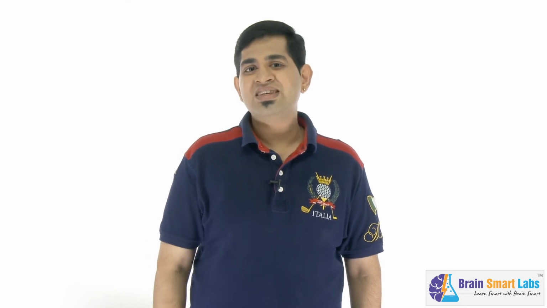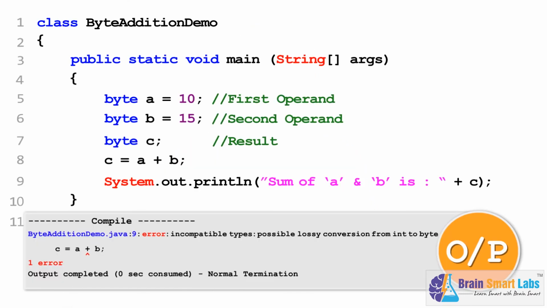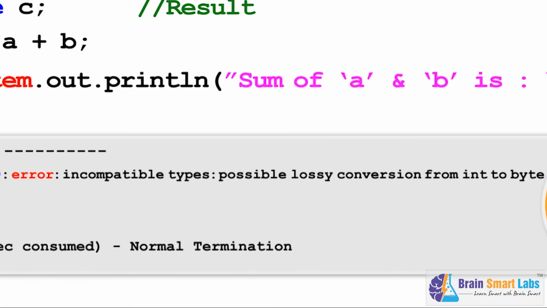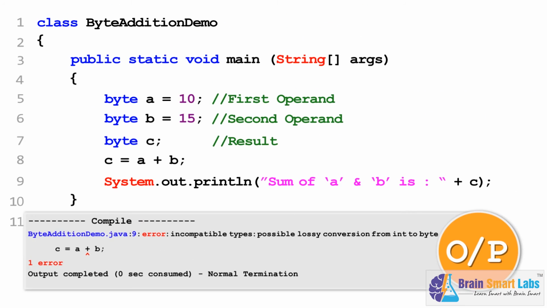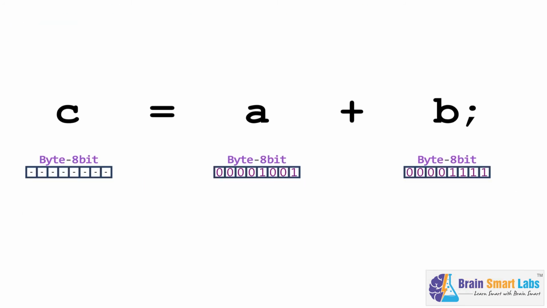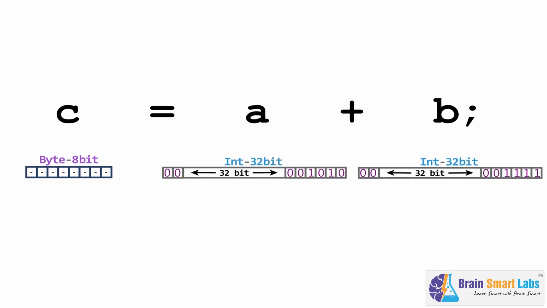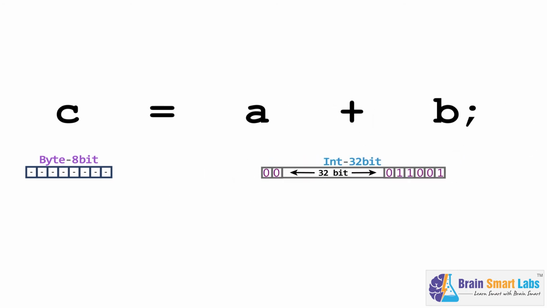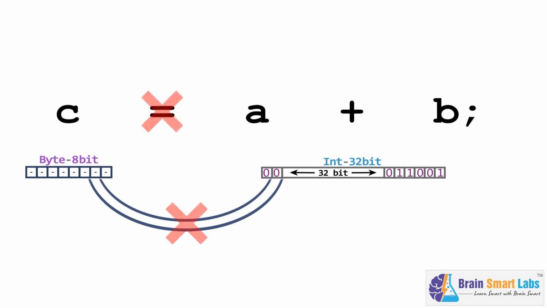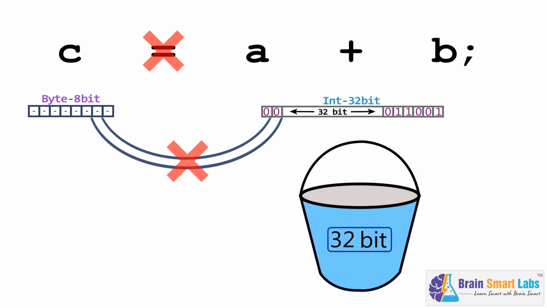There is a strong reason in Java why this happened. If you look closely, the below compilation error says possible lossy conversion from int to byte. This means while performing the addition operation, the byte is getting auto-promoted to int. And because of this reason, while storing the result, the integer value is not fitting as LHS is a byte container. Now imagine, how can a 32-bit bucket fit inside an 8-bit bucket? Impossible, right?